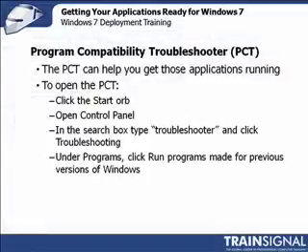The next utility is the Program Compatibility Troubleshooter, or PCT. Now, this guy can help you get those applications up and running that absolutely refuse to run on Windows 7. To open PCT, we're going to start at the Start orb, go into Control Panel, and then we're going to cheat a bit and type in Troubleshooter on the search box. Under Programs, we'll choose Run Programs made for previous versions of Windows, and I have an old sample application out there that I can at least walk through and show you how this utility works.